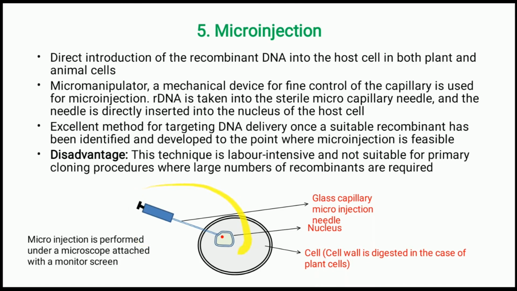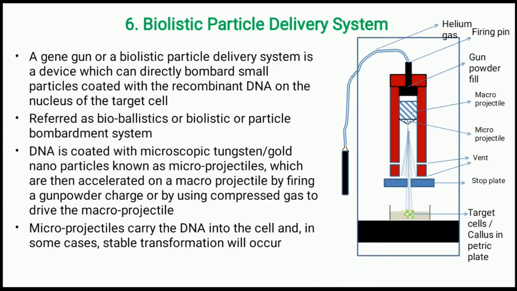So this is a micromanipulator and this is the glass capillary that can be used to take the recombinant DNA, and this micromanipulator is connected to an automated system, or we can operate it manually to inject the recombinant DNA. The next method is the biolistic particle delivery system. It is also known as the gene gun.